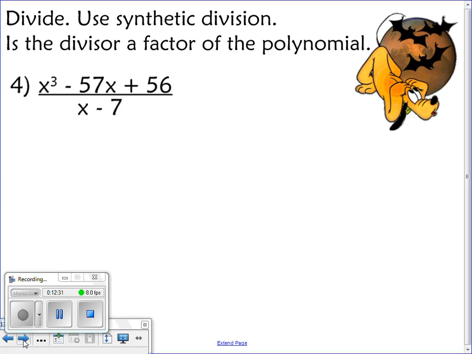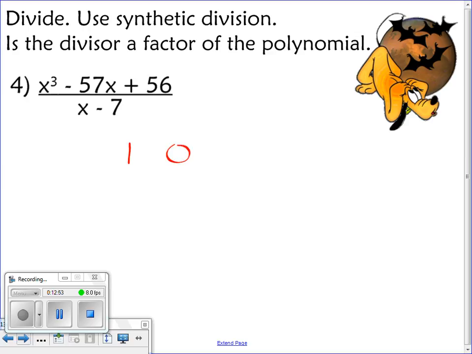All right, guys, number 4. We have to get through this, guys. Number 4. Notice it's written slightly different. Means the same thing. Fraction bar just means divide. Does anybody notice something? It's missing the x squared. So when I'm writing my coefficients, I have a 1, a 0, because you're missing the x squared term. So I put the 0 in there.